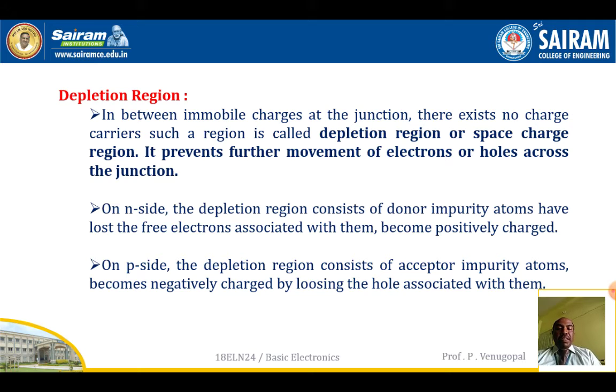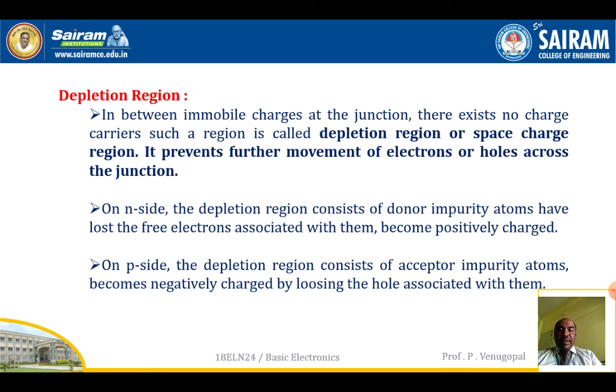Depletion region. What is depletion region? In between the immobile charges at the junction, you observed two types of immobile charges. One is the negatively charged immobile ions on the P side, and another is positively charged immobile ions on the N side of the junction. There exist no charge carriers. See, in between the immobile charges at the junction, no charge carriers exist. Such a region is called depletion region, and this depletion region is also called a space charge region.